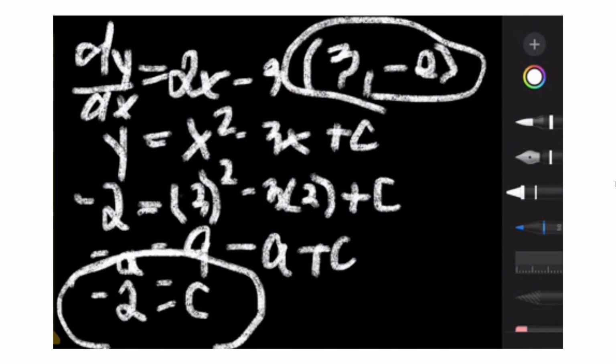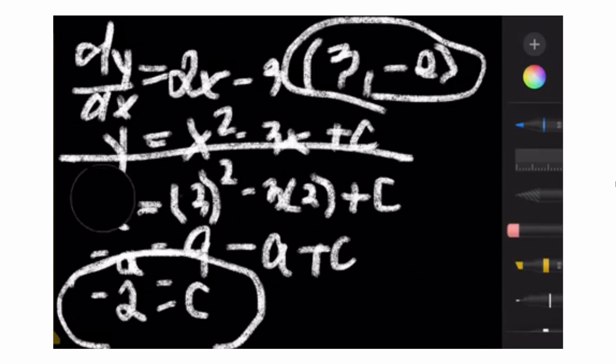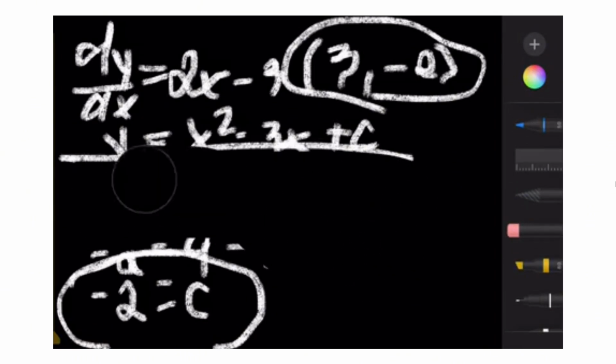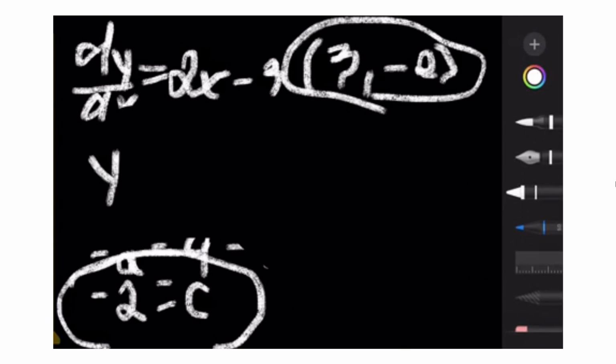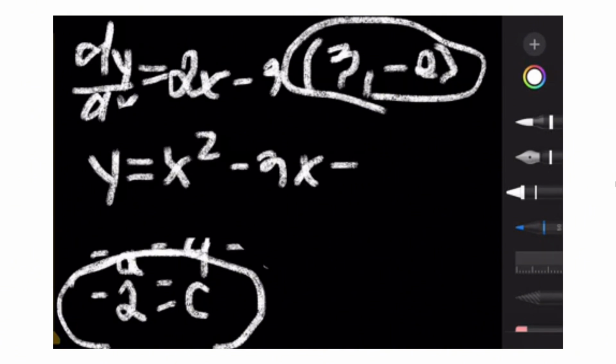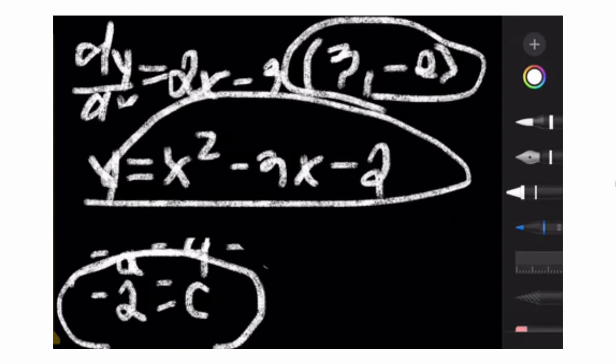So to find the final answer, we just have to substitute the value of c in this equation. So let me erase this. And our final answer would be y is equal to x squared minus 3x minus 2.